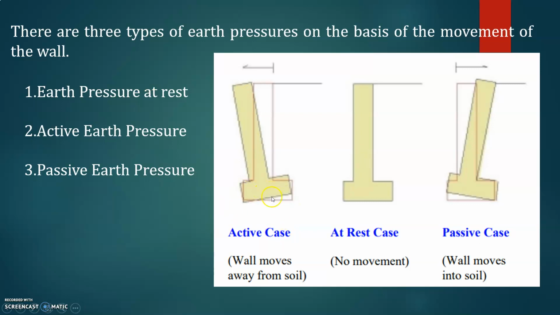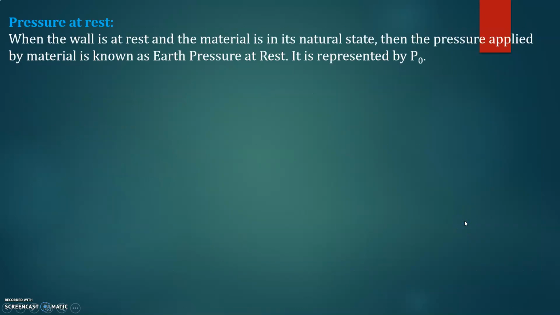Okay, you can see here this is the active case. Here the wall moves away from the soil, and here there is no movement, so that is the at rest case. And here the wall moves towards the soil, or the wall moves into the soil. So this is the passive case. Okay, now let us see how you can explain this pressure at rest.